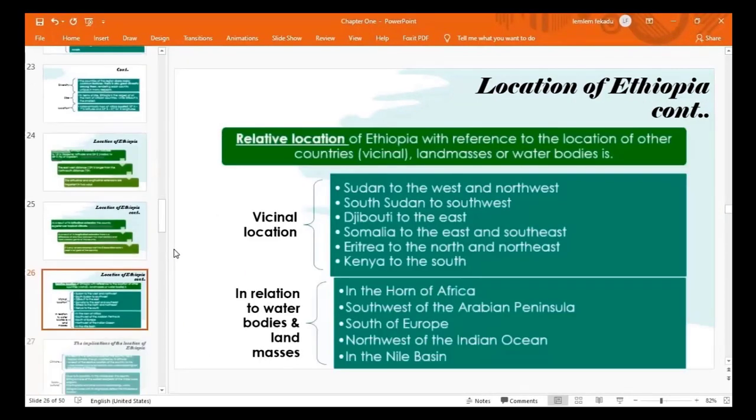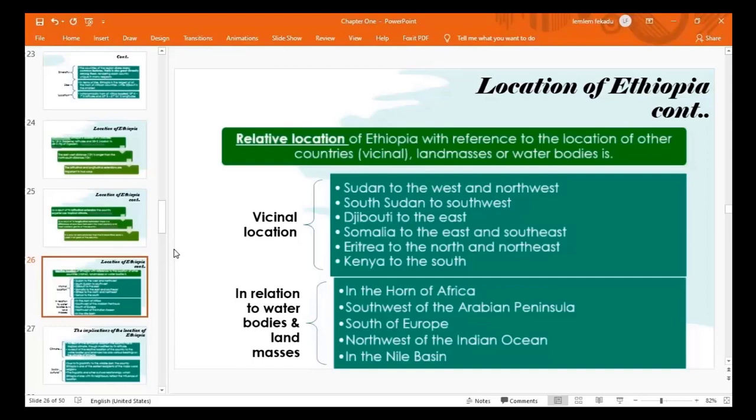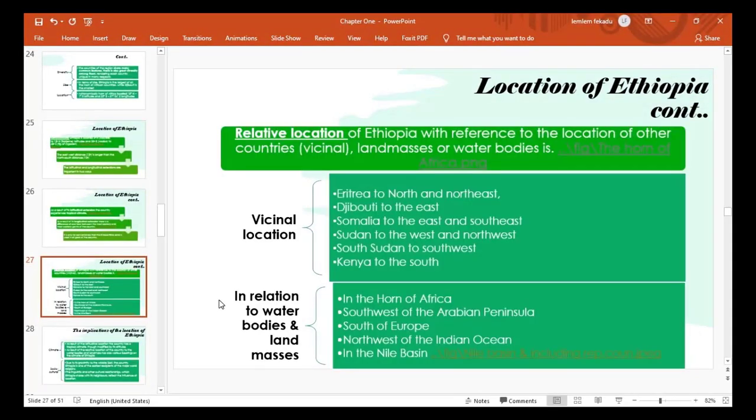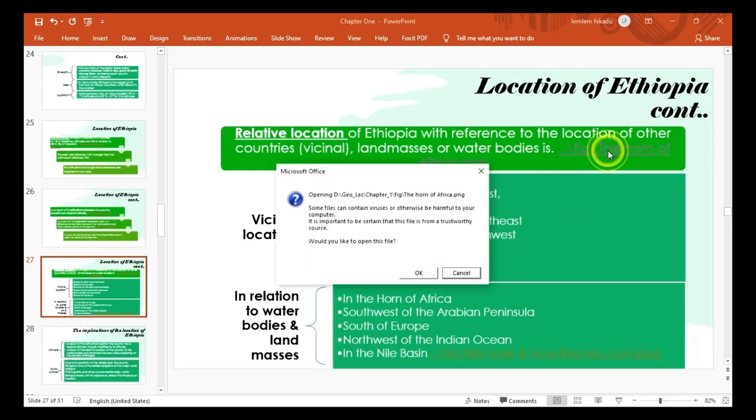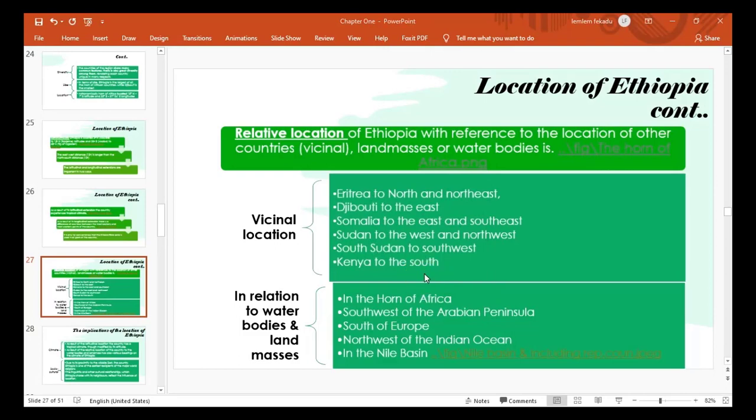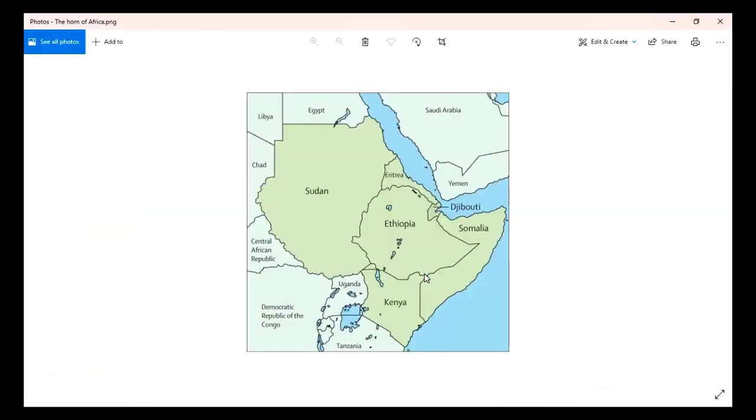Well, now let's come to the relative location of Ethiopia. When we say relative location, it means the location of the country with reference to the location of other countries, land masses and water bodies. You can see the figure of the Horn of Africa. We can see the border countries.